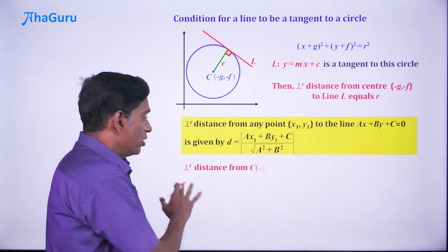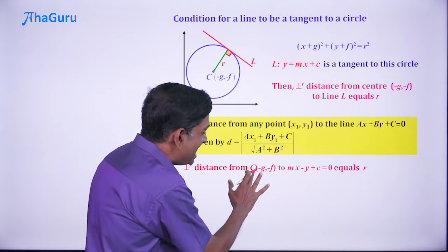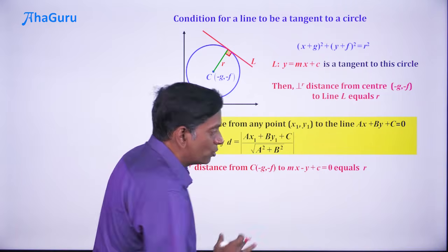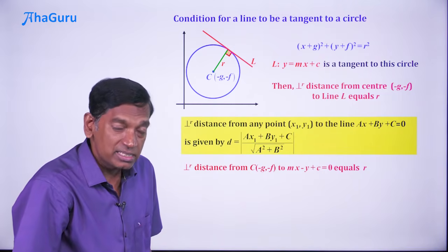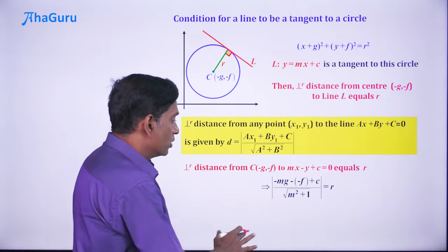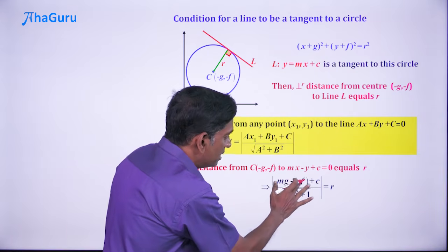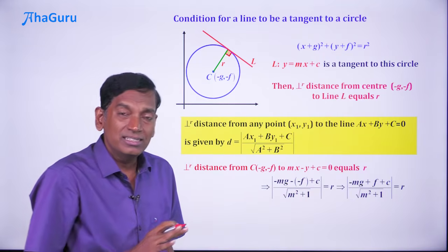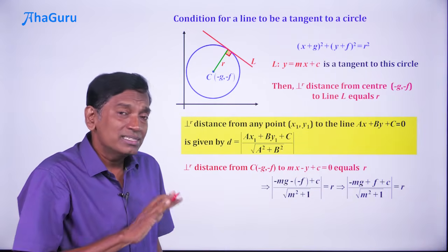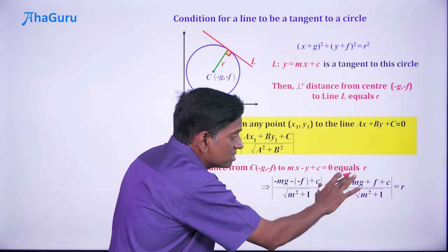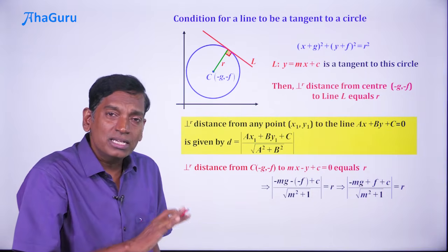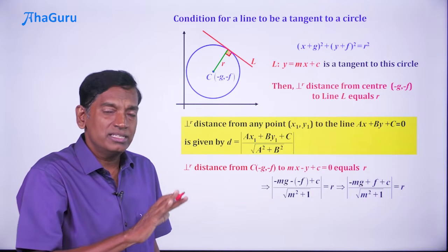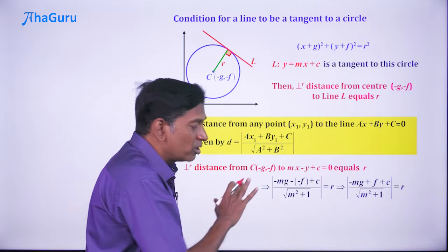That means we are going to have that the perpendicular distance from (-g, -f) to mx - y + c = 0 equals the radius. If you apply this formula, you get (-mg + f + c) by this, which you will get as an expression like this. Now we are not suggesting that you memorize this formula. c squared = r squared into (1 + m squared) for origin as center is an easy thing to memorize and remember, but this is much more messy.